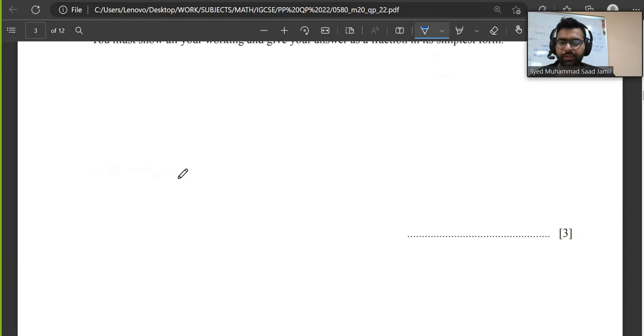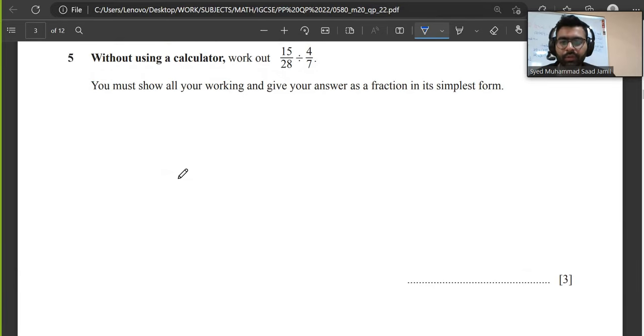Moving on to question 5, it says without using a calculator, work out 15/28 divided by 4/7. Look, 15/28 you write as it is. Instead of divide, write multiply, and this would be 7/4. Alright, we reciprocate. 7 goes up, 4 goes down.